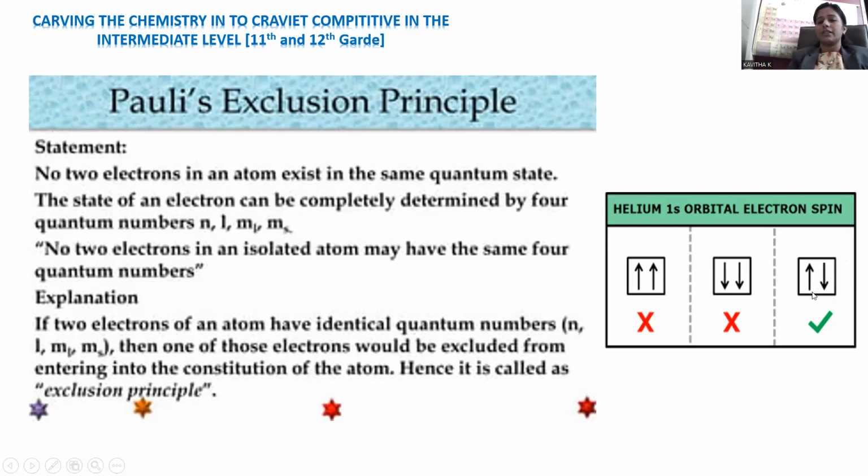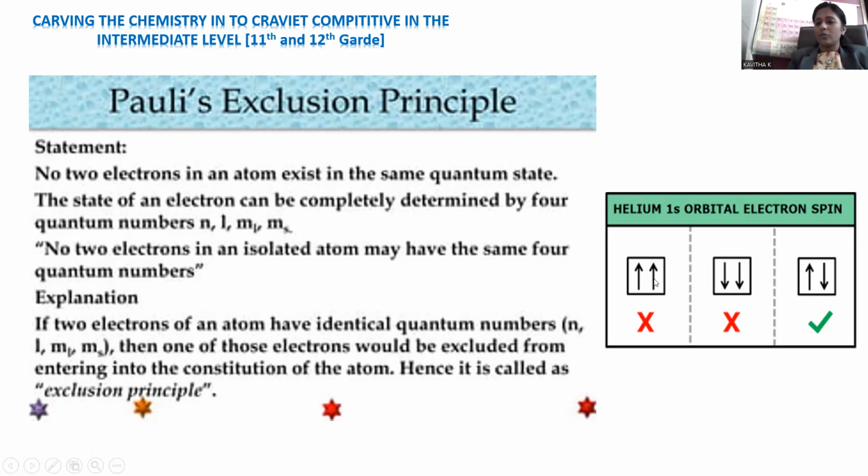The four quantum numbers are: the principal quantum number, the azimuthal or angular quantum number, the magnetic quantum number, and the spin quantum number. These four quantum numbers should be different for all the electrons present in the given element, right? Principal quantum number is denoted with n, and l is for the angular or azimuthal quantum number. m denotes the magnetic quantum number. ms means the spin quantum number. Fine. All four should be different. Then only they exist in the stable form, right?